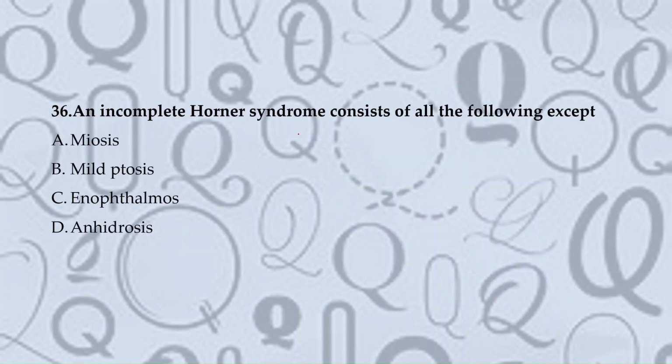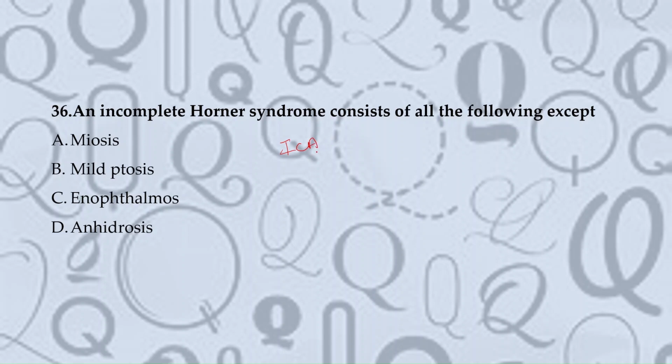What is an incomplete Horner syndrome? It consists of all of the following except: miosis, ptosis, enophthalmos and anhidrosis. So an incomplete Horner syndrome is when there is affection of the sympathetic fibers along the internal carotid artery. So the pseudomotor fibers which supply the sweat glands have already left and they are passing along the external carotid artery. So anhidrosis is absent. So it's usually seen in ICA dissections. It is known as incomplete Horner syndrome.